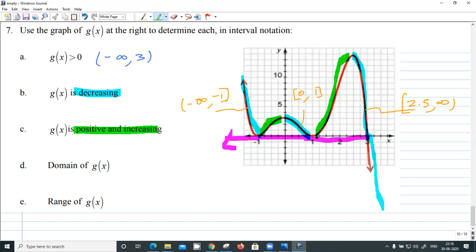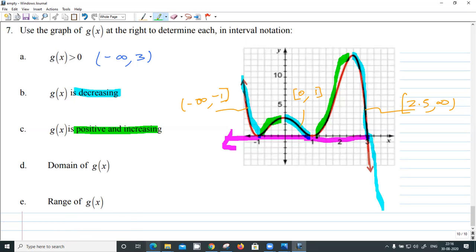Okay, your domain of g of x, that's going to be no restriction. Negative infinity comma infinity. Yeah, there is no restriction, right? And then it's going to be the same thing for your range. Yeah, there is no restriction. Okay, done.